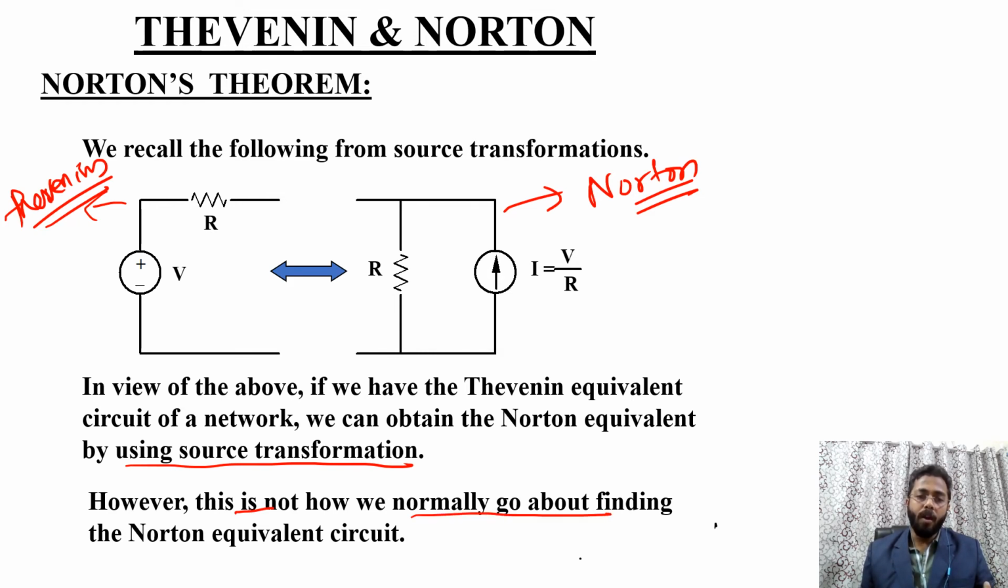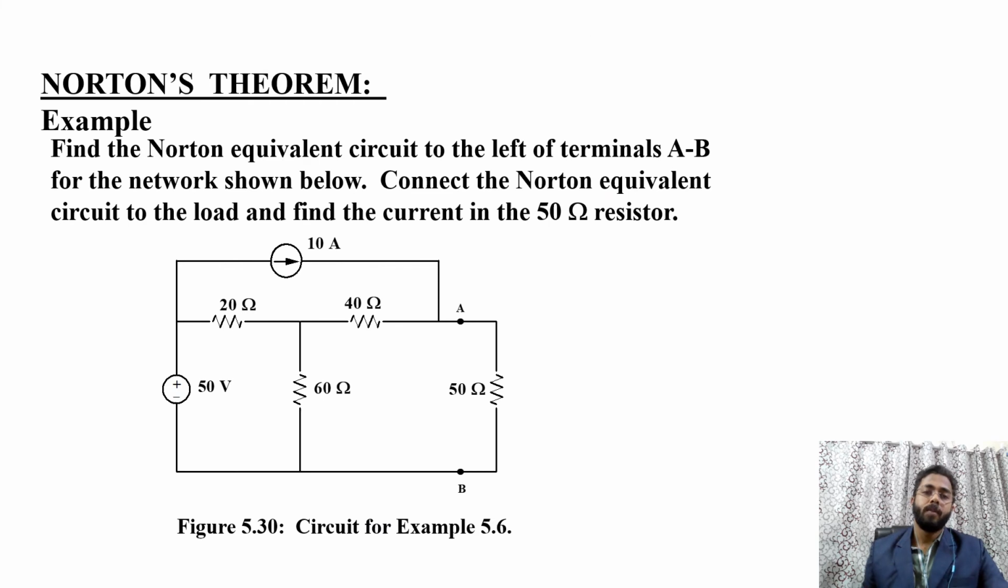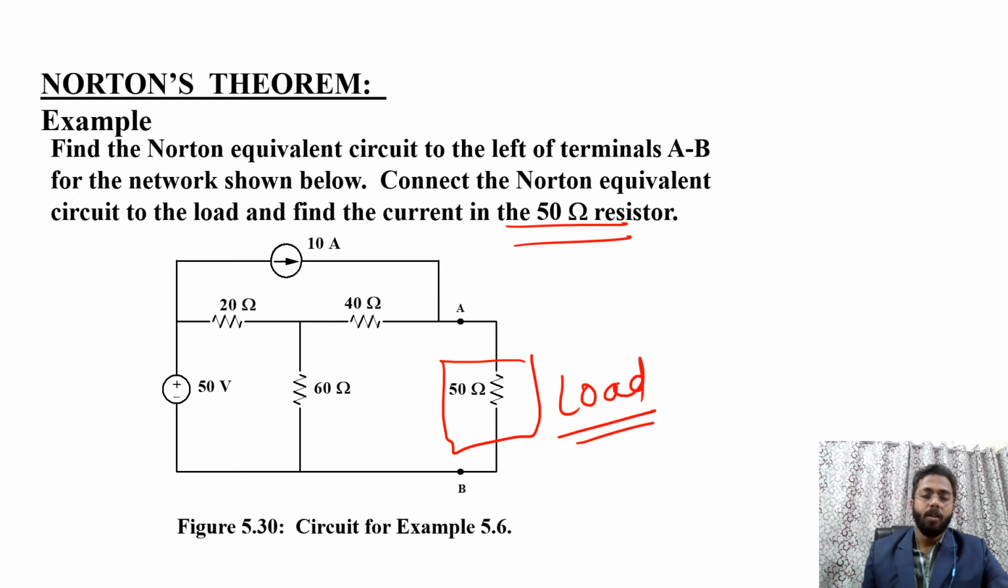However, this is not Norton. We normally go about finding the Norton equivalent circuit. Actually, we are doing the actual calculation of the Norton circuit. Now, based on Norton's theorem, there is one question. We have to find the Norton equivalent circuit to the left of the terminals A and B. Now, in the network shown below, connect the Norton equivalent circuit to the load and find the current in the 50 ohm resistor. So here the 50 ohm resistor is actually the load.